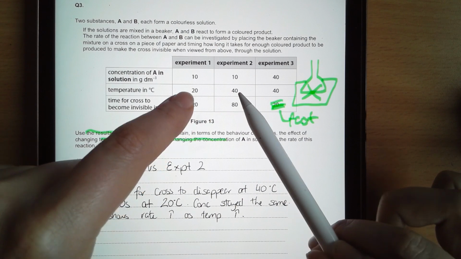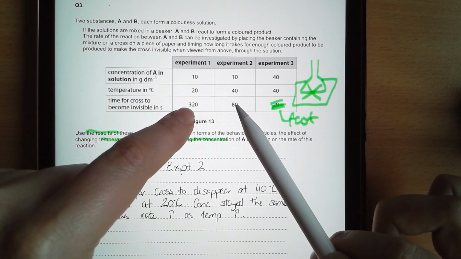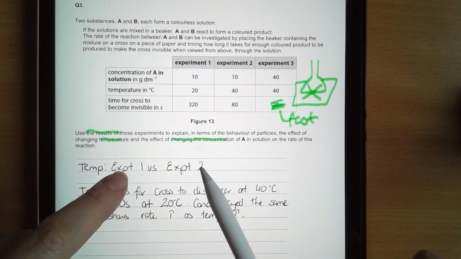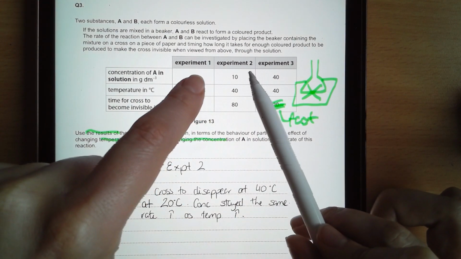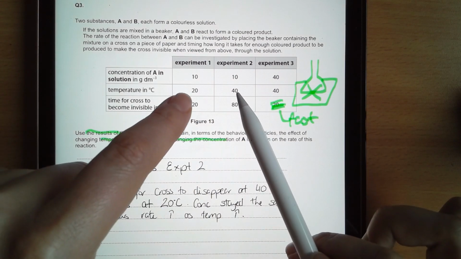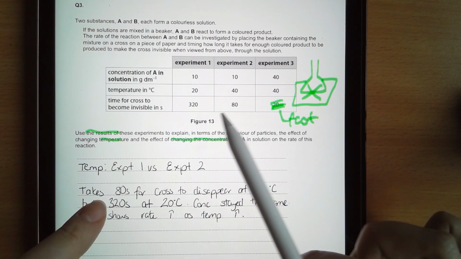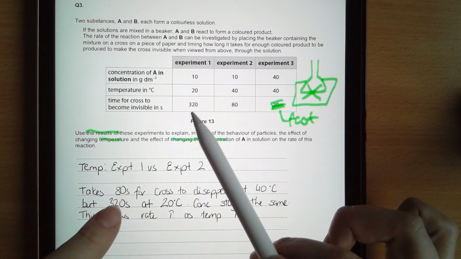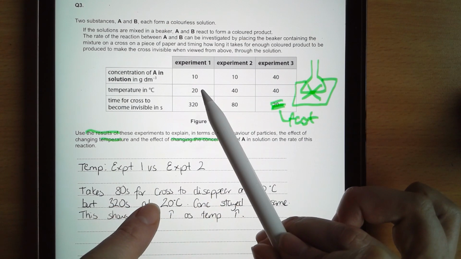And that tells me that an increase in temperature increases the reaction. So I've written that I'm talking about temperature and I'm just looking at experiment 1 and experiment 2. And then I have to state some data from the table, and I said it takes 80 seconds for the cross to disappear at 40 degrees Celsius, but 320 at 20 degrees Celsius.